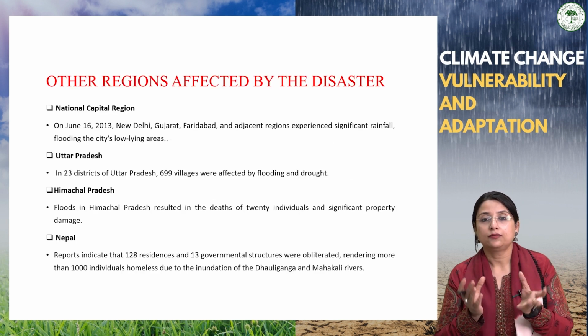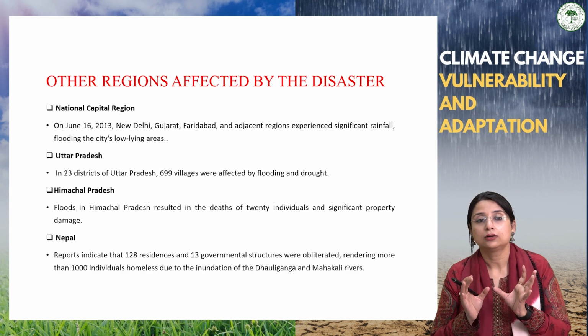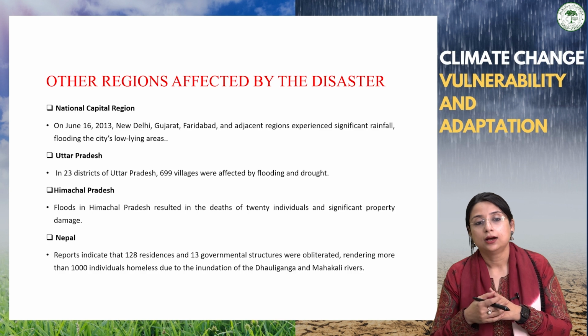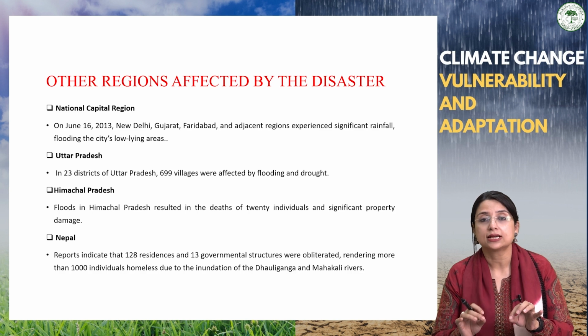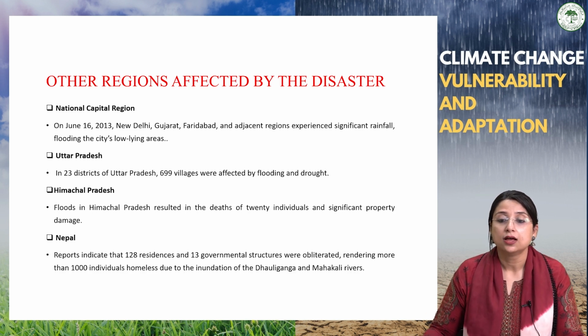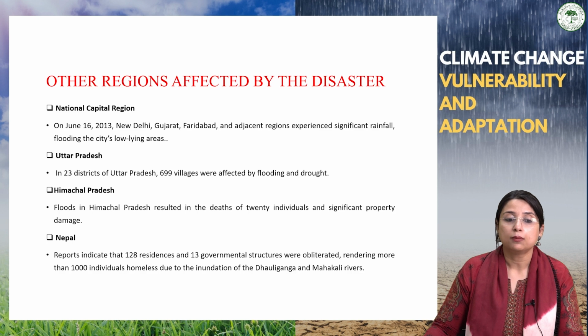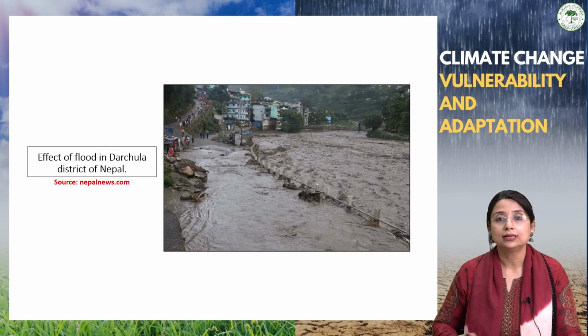And as we are talking about the Uttarakhand GLOF, it also impacted other regions like National Capital Region, Uttar Pradesh, Himachal Pradesh, Nepal, which was affected by even the flooding. Several deaths were also reported. Various pilgrims and tourists were affected in these places, and reports even indicate in Nepal 128 residents and 13 governmental structures were obliterated, rendering more than 1,000 individuals homeless. So it impacted also the nearby regions.